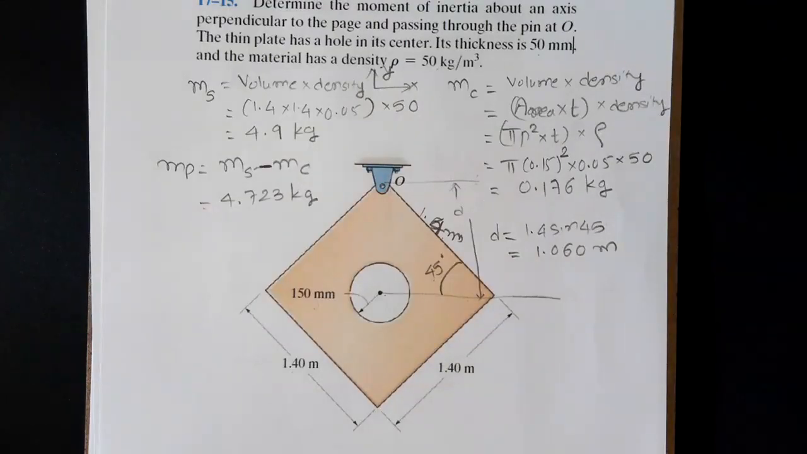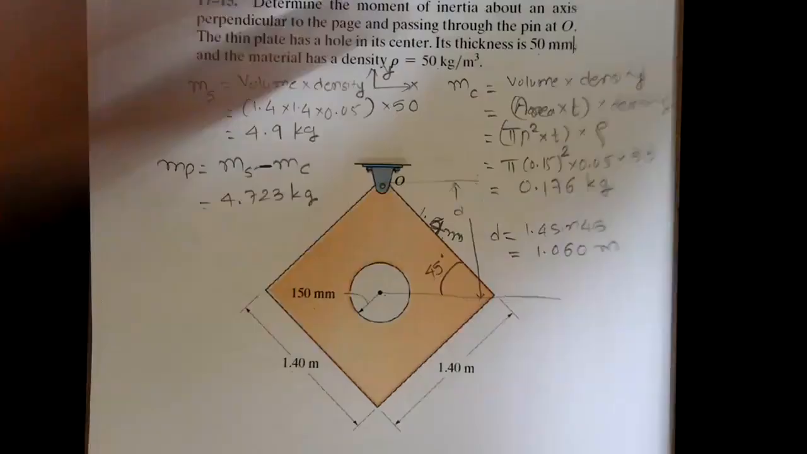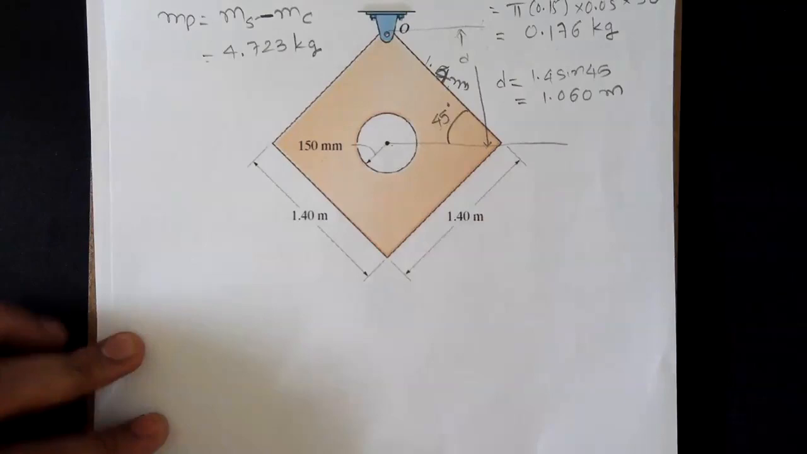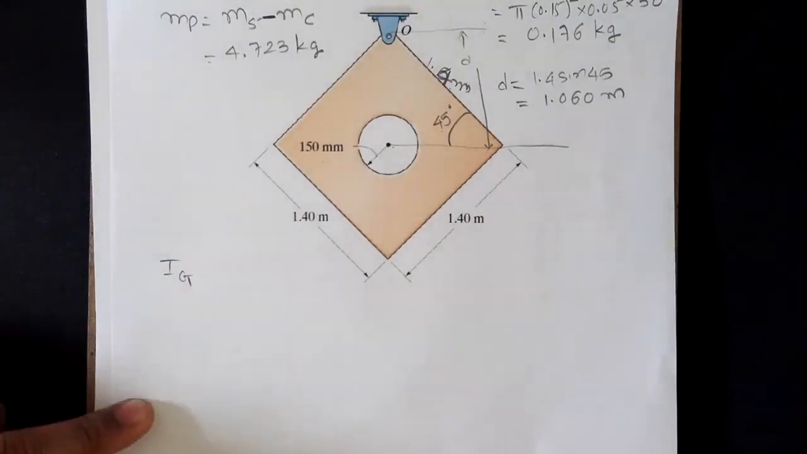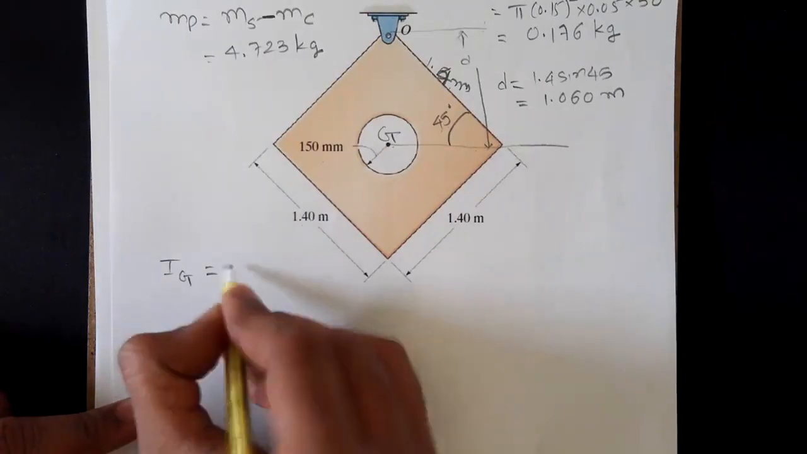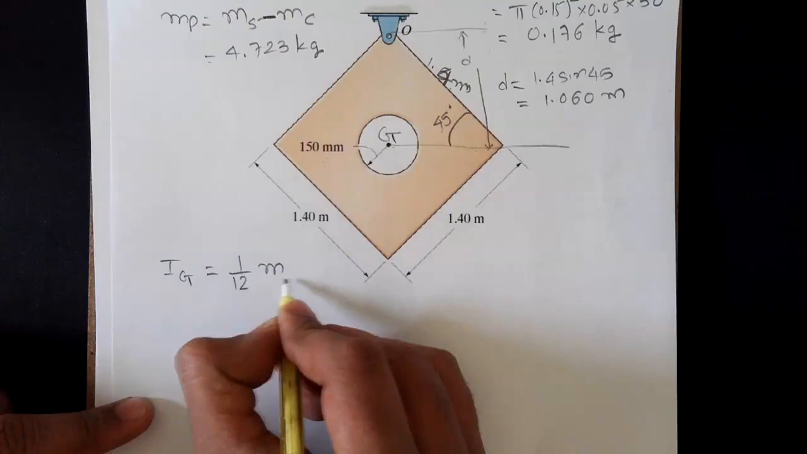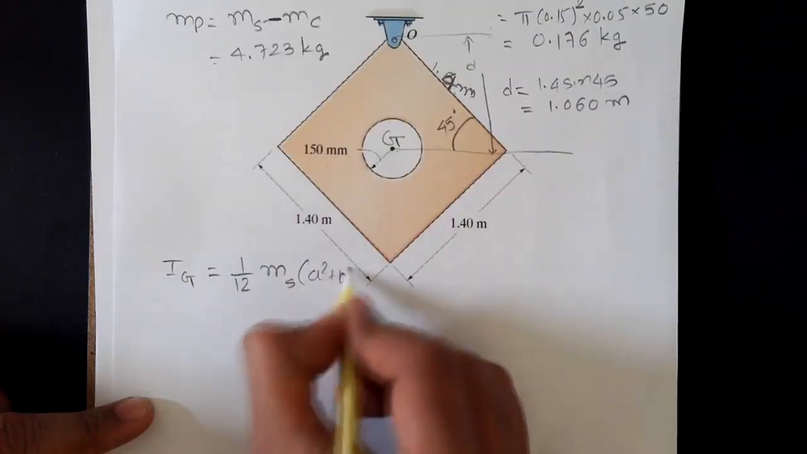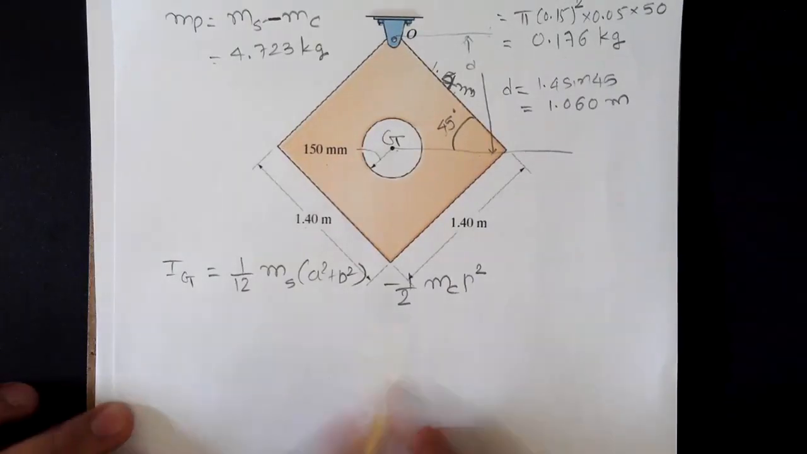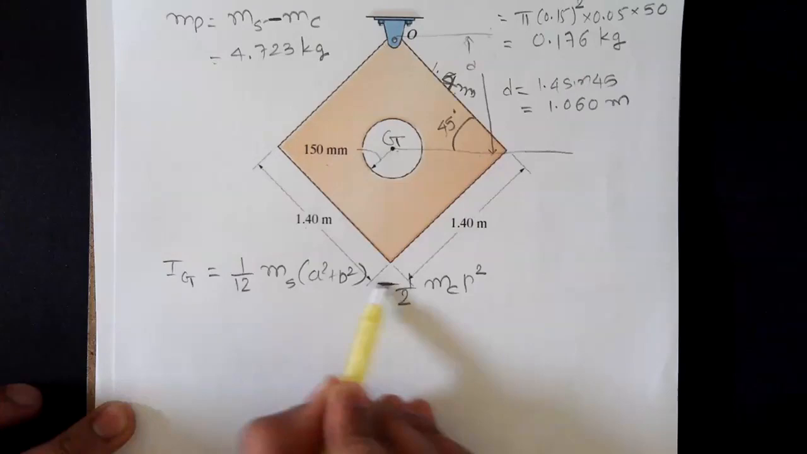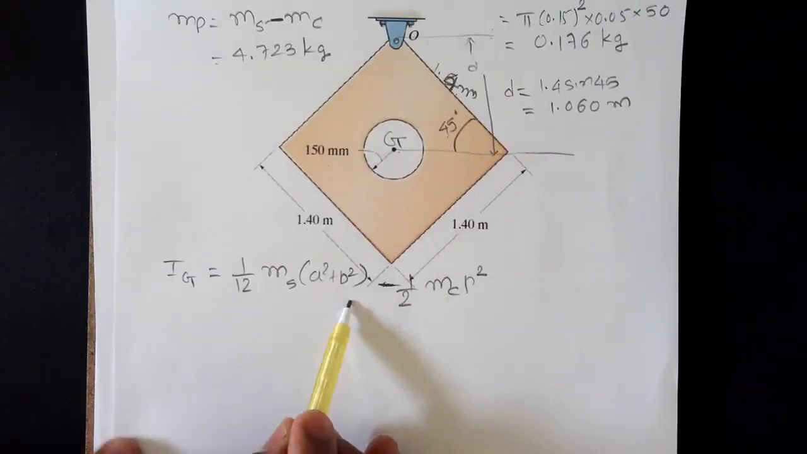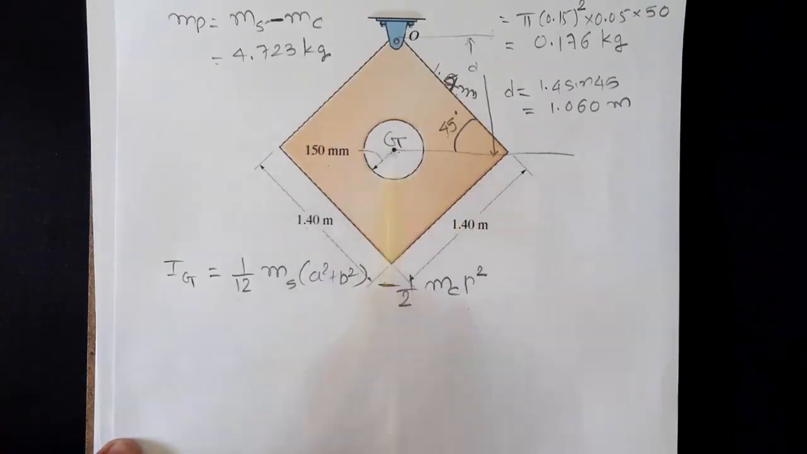The moment of inertia of the entire plate with respect to its center of mass, Ig, that is with respect to this point G, is 1/12 mass of square times (a squared plus b squared), minus 1/2 mass of circle, or circular plate, times r squared. We need to subtract because this is an algebraic addition, so we subtract the thin circular plate from the square plate. This is the moment of inertia of the square plate about its center minus the moment of inertia of the circle about its center of mass.